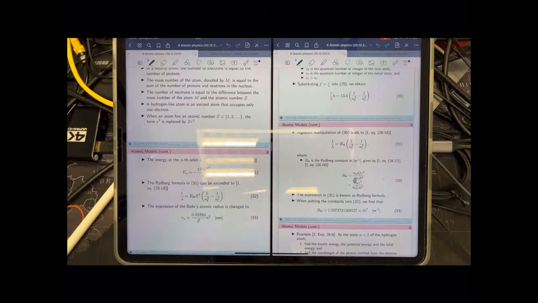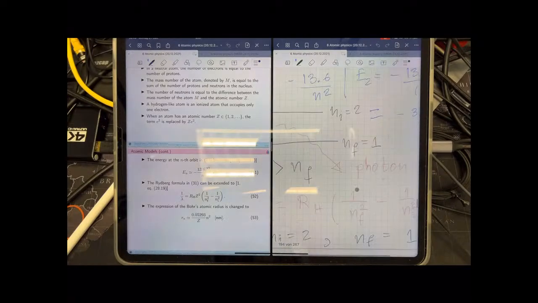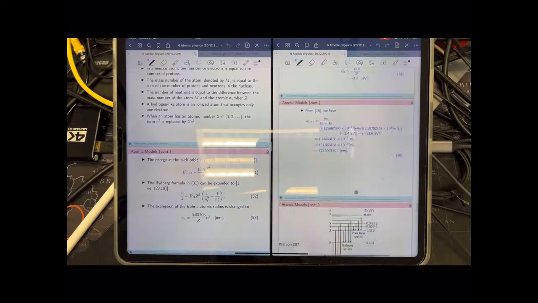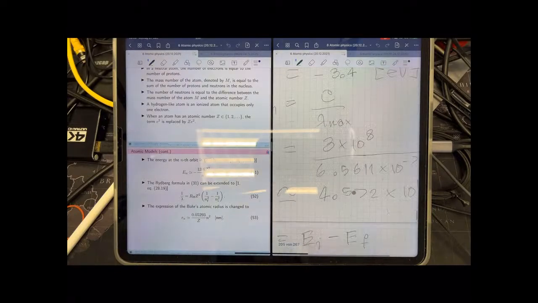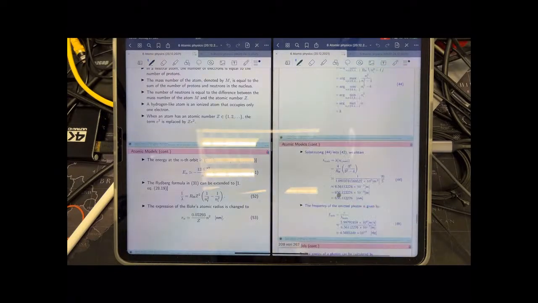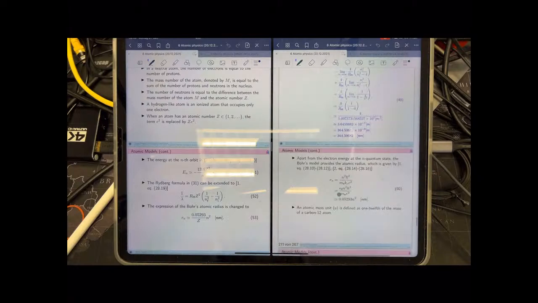And the next quantity is the radius of the atom, okay? And you know, before table number 3, there is an expression for the radius, which was developed by Bohr again. It is 0.0529 times n squared, right?